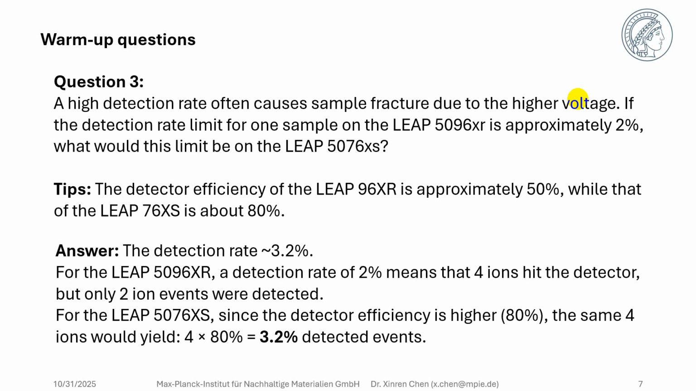Because a detection rate of 2% means that 4 ions hit the detector, with a detector efficiency of 50%. Then the 76 has a higher detector efficiency. So if the same 4 ions hit the detector, then we can detect 3.2 ions. So then the detection rate is 3.2%. That means in the 76 you can use a little bit higher detection rate.